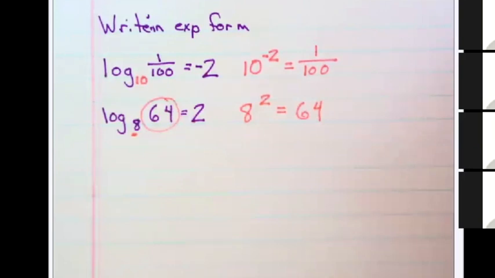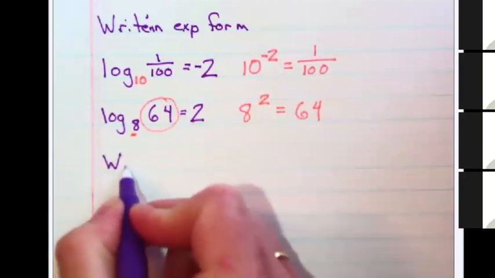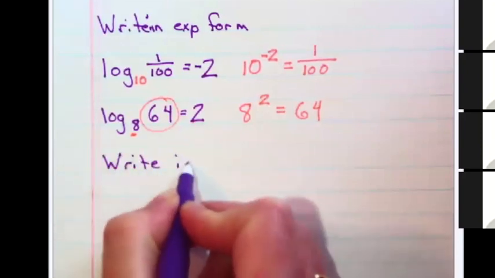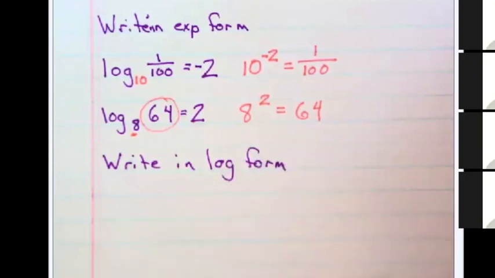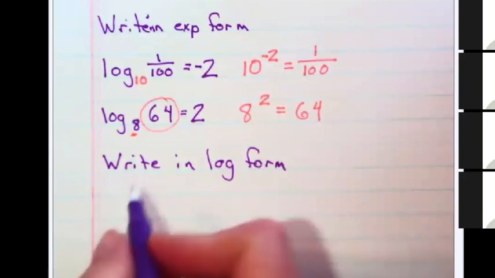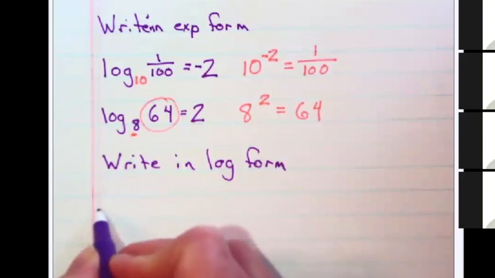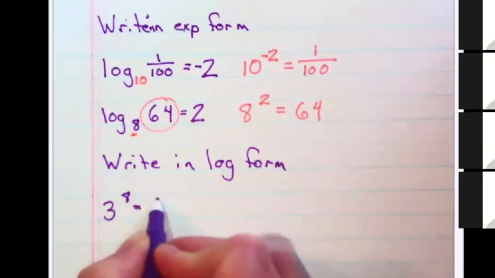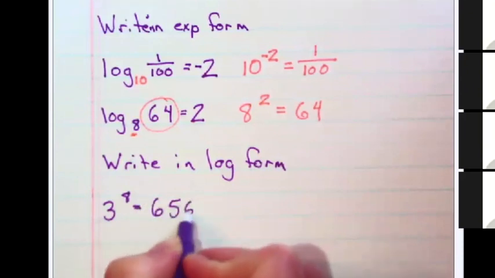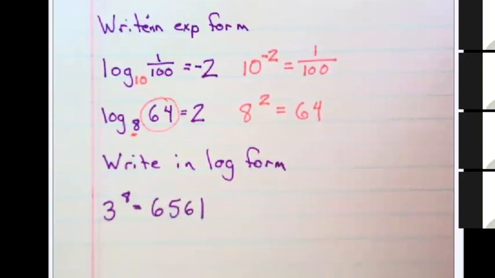Let's switch it around and go the other way. Write in logarithmic form. So what if I want to switch it and I want to go from having an exponent to something that has a logarithm? So like 3 to the 8 is equal to 6,561. So I could type that in my calculator and get the answer, but what I want to do is change it from one form to the other.